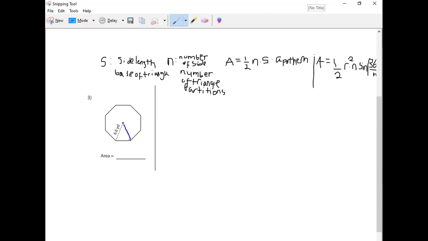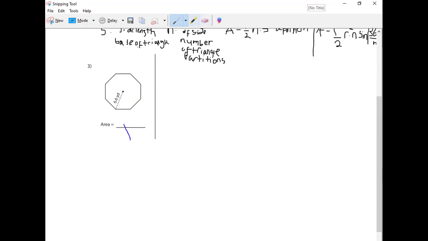So I think step 1 is to, oh, give me 1 second. I don't know why it's doing this.